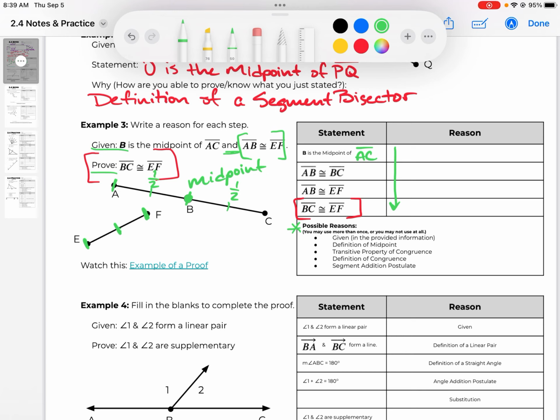Sometimes it's given. That means they just told us that this is true, and we're going to accept it. We have the definition of midpoint, the transitive property of congruence, definition of congruence, and the segment addition postulate. So if you're not sure what these mean, it's always a good time to look them up and refresh your memory on them. It might be something that you've learned before. It might be something totally brand new to you. But it's a good opportunity as you go through these.